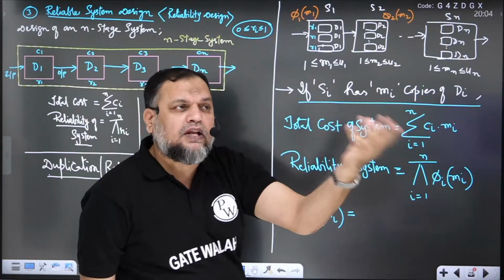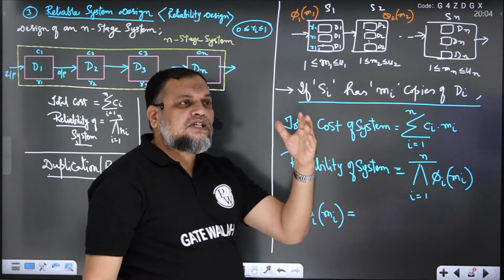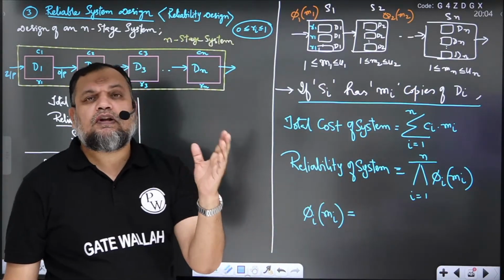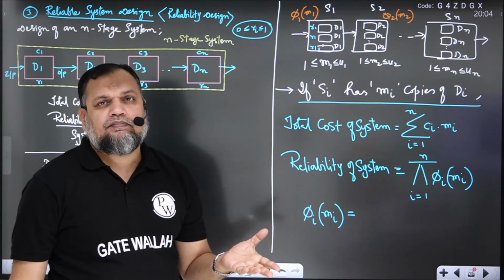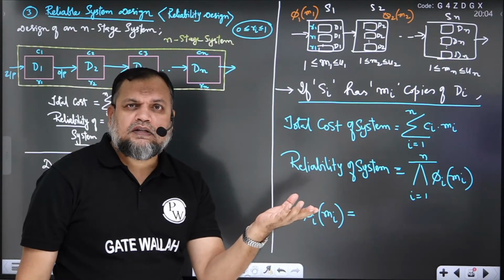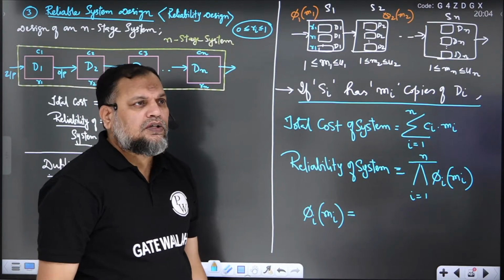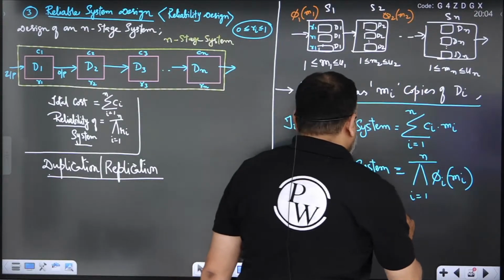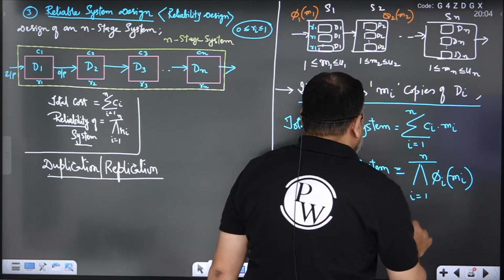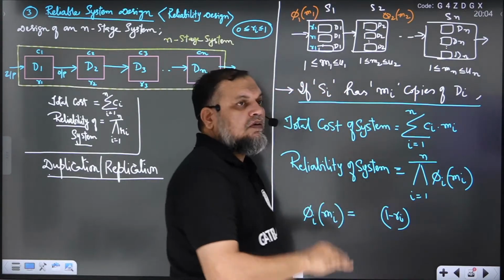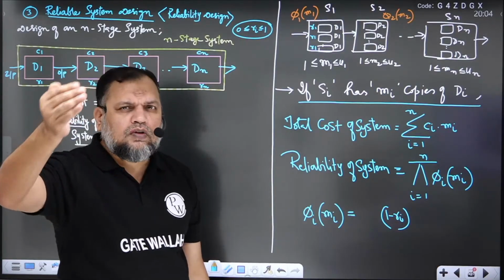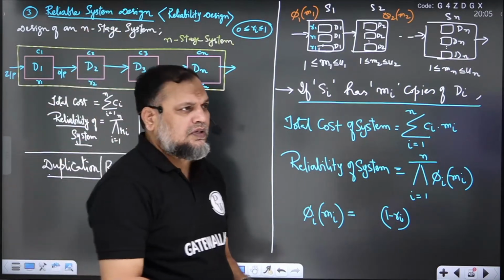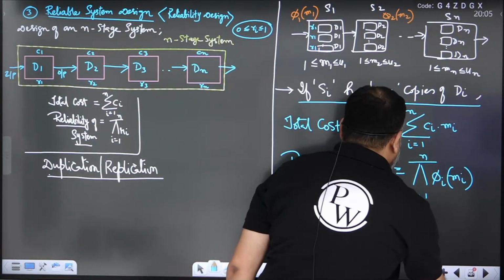तो device की failure probability क्या होगी? Device की failure probability होगी 1 minus Ri. Success probability है Ri. Failure probability 1 minus Ri. तो 1 minus Ri become the failure probability for one copy of device. तो पूरे copies fail होना मतलब यह है 1 minus Ri into 1 minus Ri into 1 minus Ri for all mi copies. 1 minus Ri power mi.